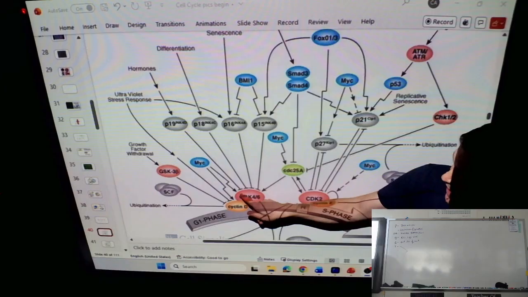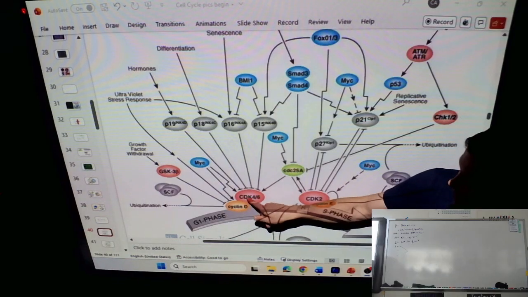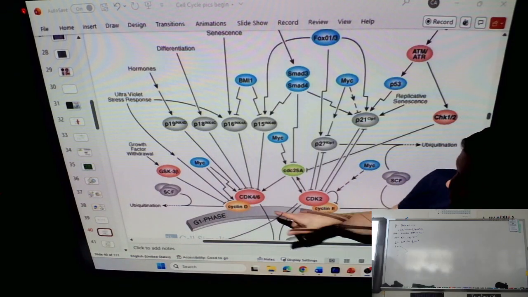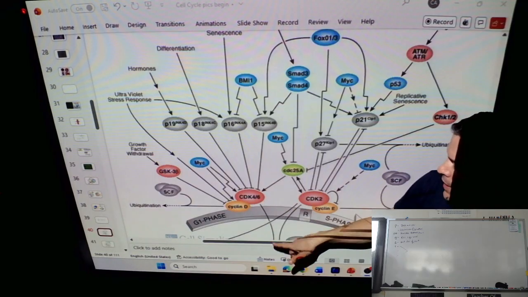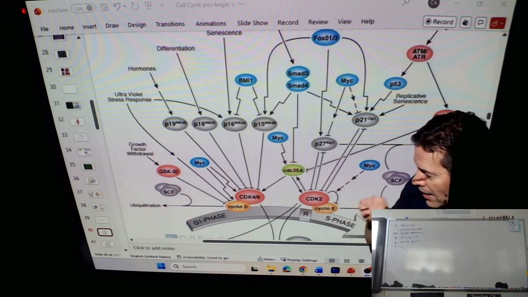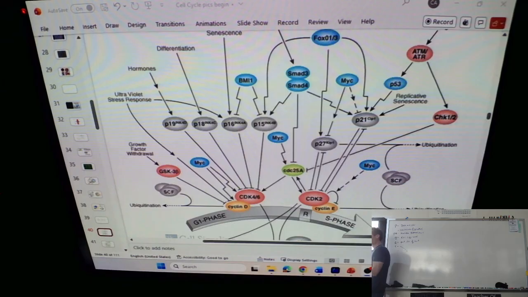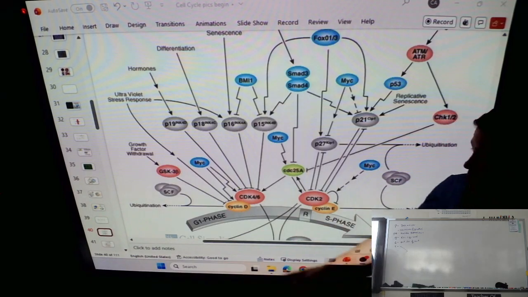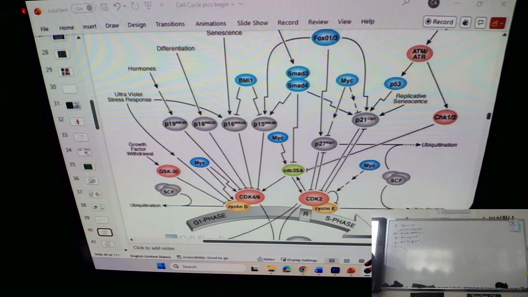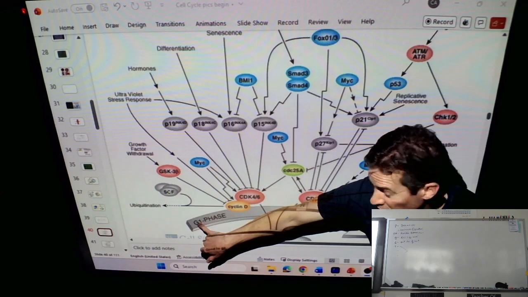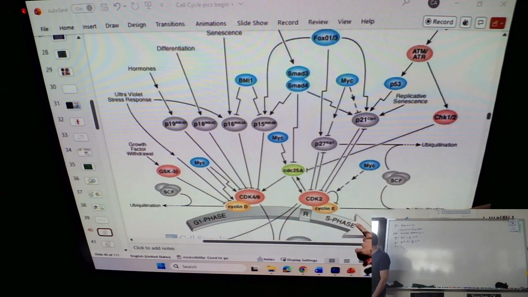I'm sorry, I misspoke. CDKs are always around. They depend on cyclins to turn them on. So CDKs are always around, and if I want to activate them to go to the next phase, then I start making cyclins for that. For example, these are the ones that are allowing me to go from G1 onto the S phase.